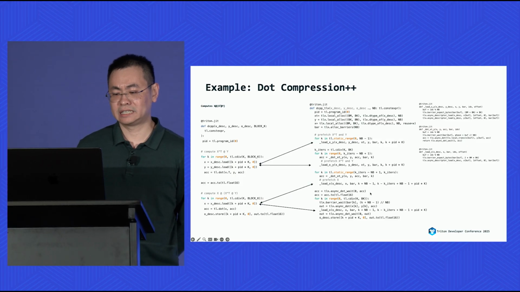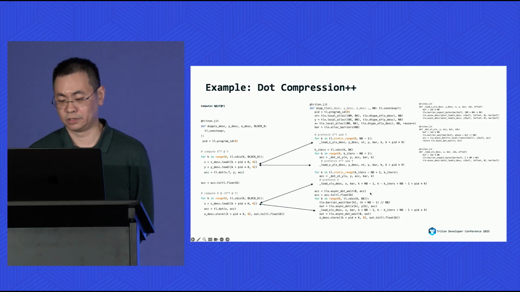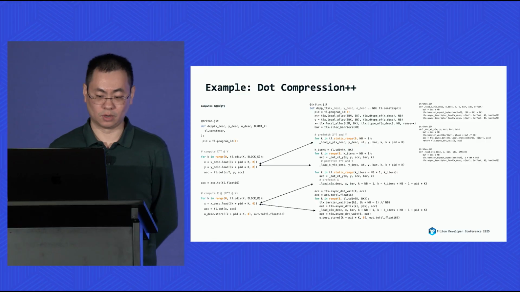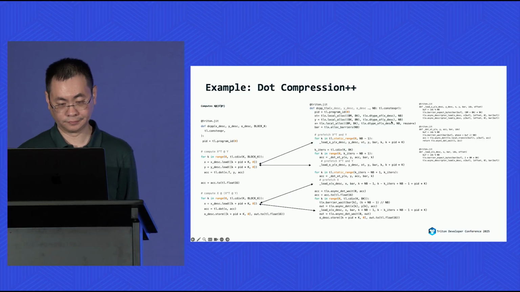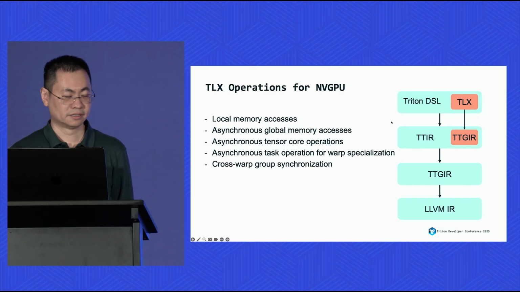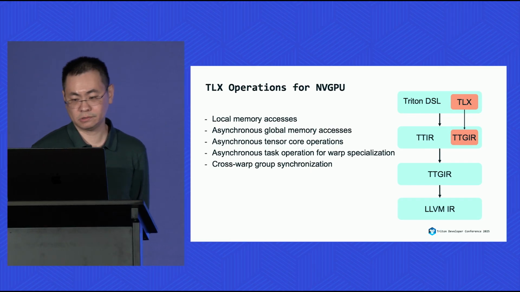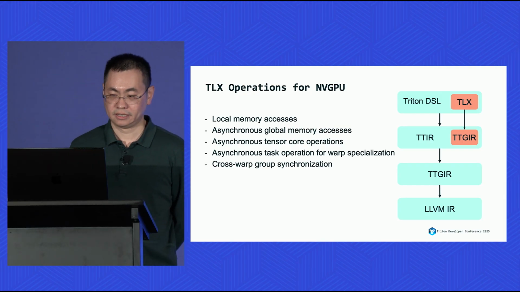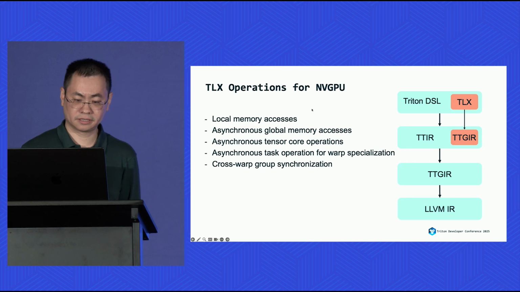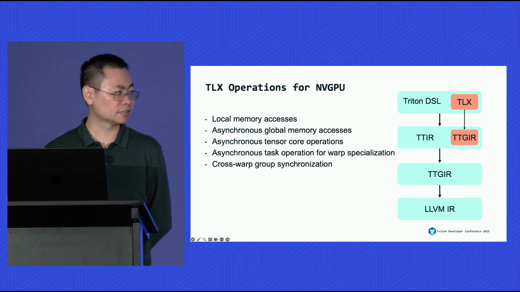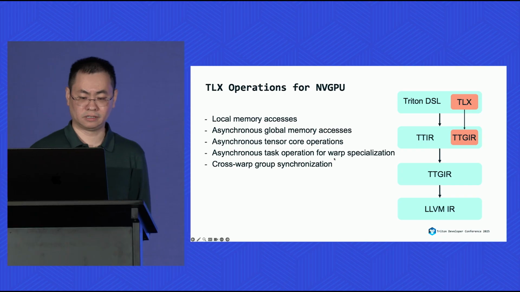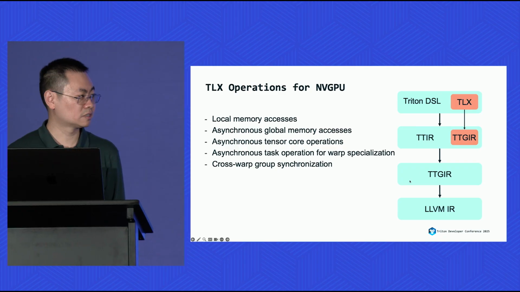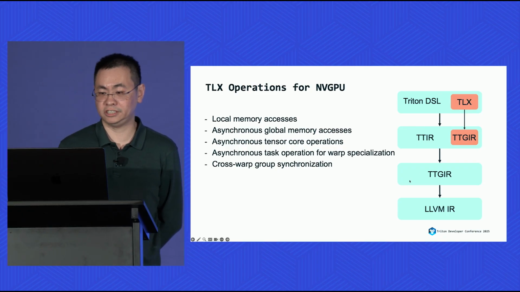So this is just an example showing how TLX can in general expose direct low-level control to users for performance. And we'll see more advanced building blocks later that you'll be interested in. TLX initially targets NVIDIA GPU. It exposes operations that map directly to PTX intrinsics. Those include local memory accesses, async global memory operations, async tensor core operations, and also warp specialization available through our async task interface. And under the hood, those TLX ops almost map one-to-one to TTGIR ops.